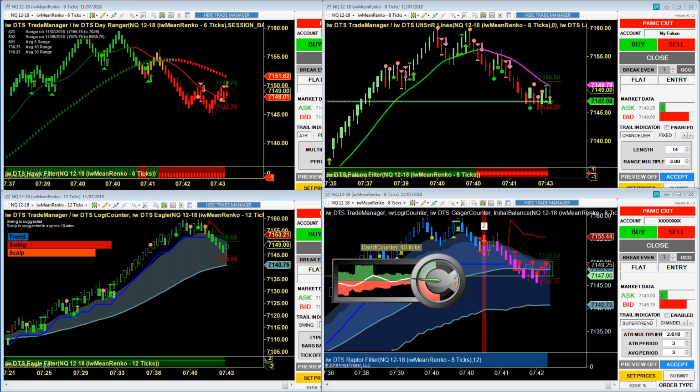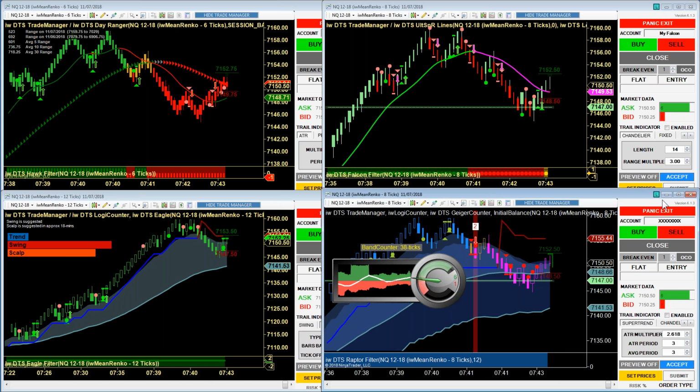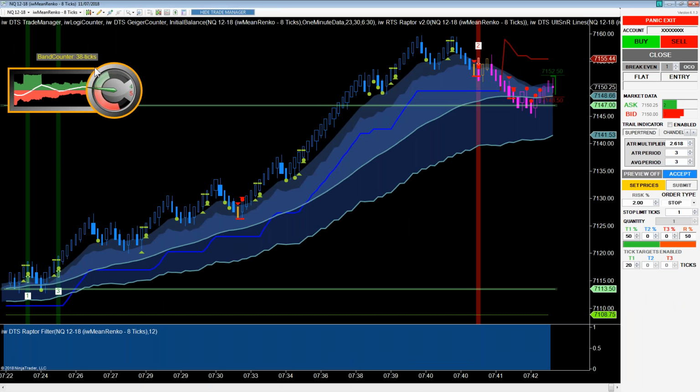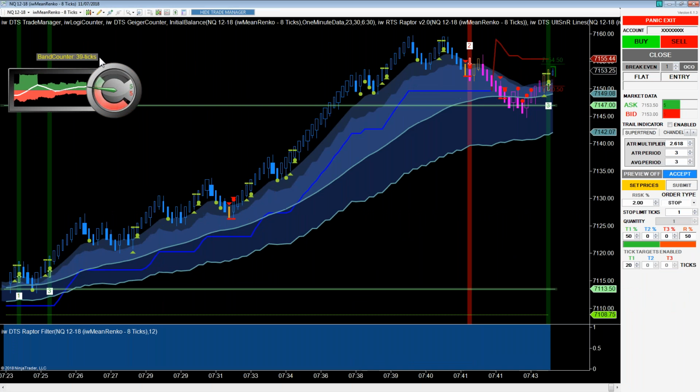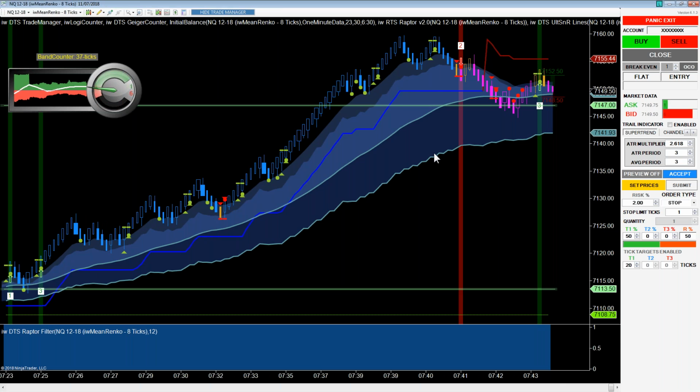Frank's asking, what change did the Eagle have recently? Nothing really, Frank, except this band counter. Scott was always pestering me for a band counter, so I had Ben program a band counter for the cloud. I only have it here on the Raptor, but you can get it on the Eagle as well. What it does is it measures the distance from the soft edge to the hard edge.